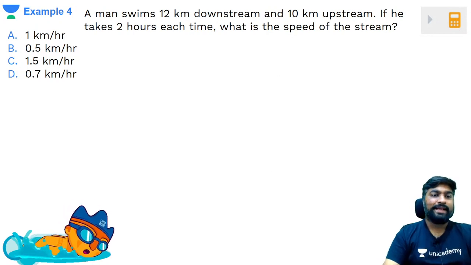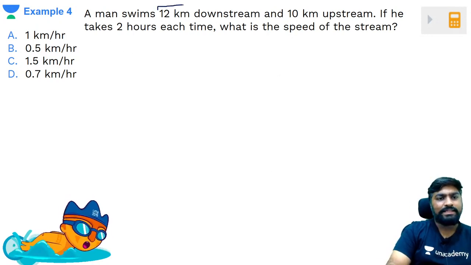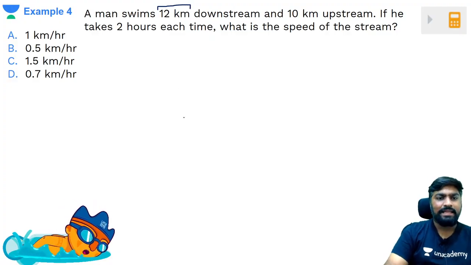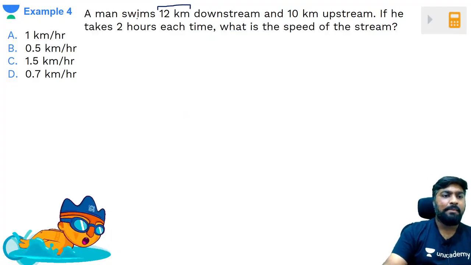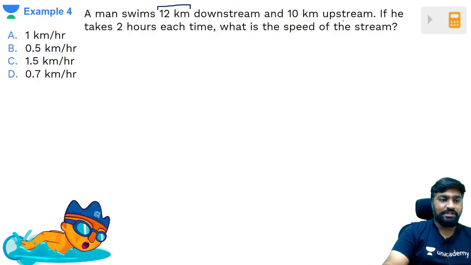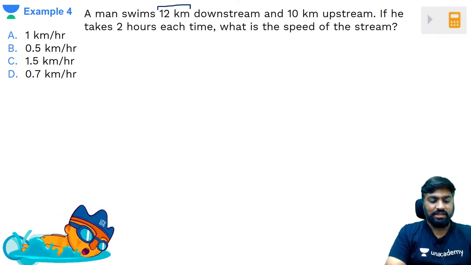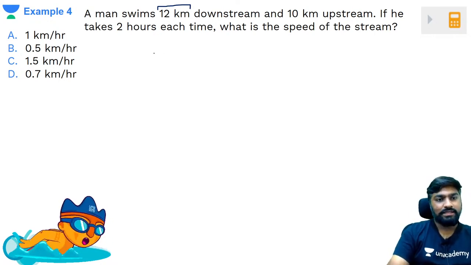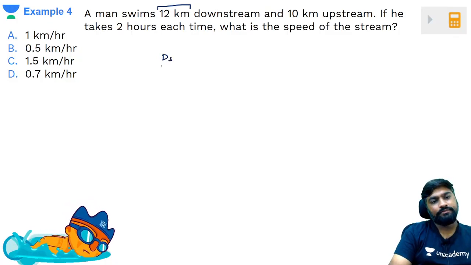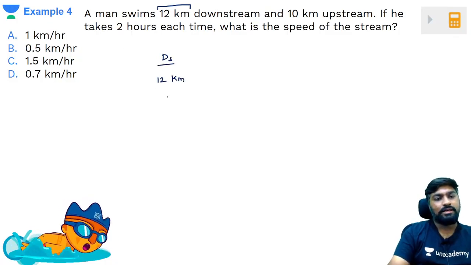All right, now let's quickly discuss this. Let's read the question carefully first. A man swims 12 kilometers downstream and 10 kilometers upstream. If he takes 2 hours each time, then what is the speed of the stream? Yes, so let's take this down. Downstream, 12 kilometers distance is covered in 2 hours.